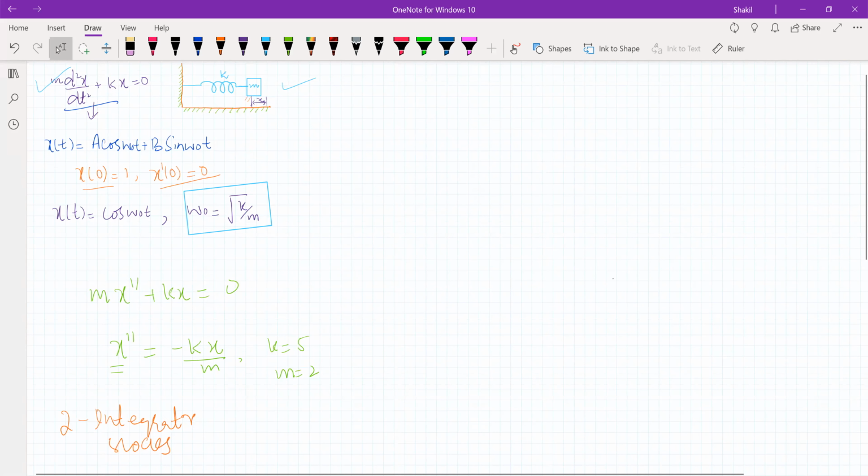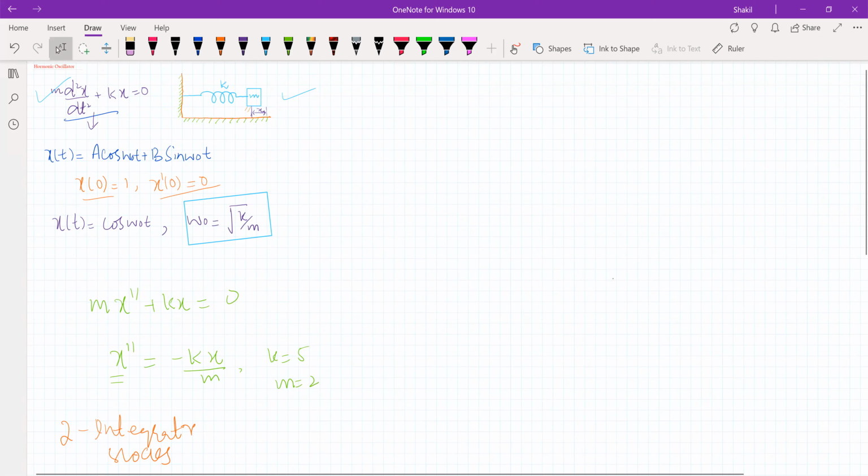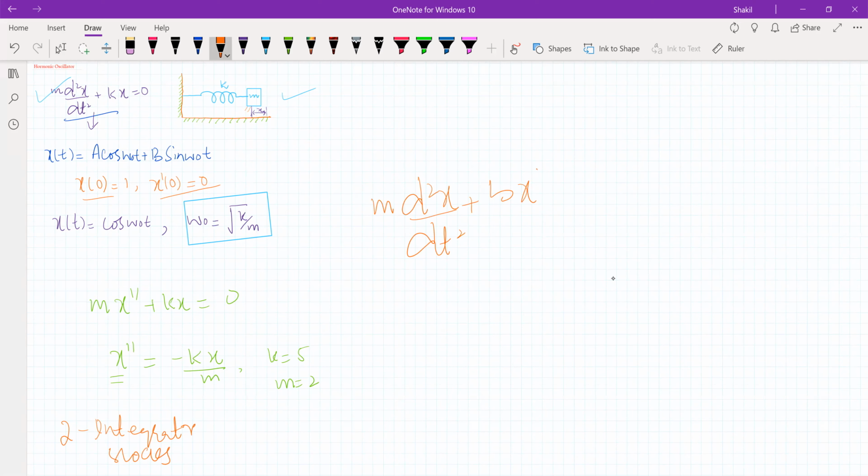Now, if you take the friction into account, the response of this system will be governed by the differential equation that looks like this. That looks like m d²x/dt² plus b dx/dt plus kx equals 0. We are not still taking the input to this differential equation.